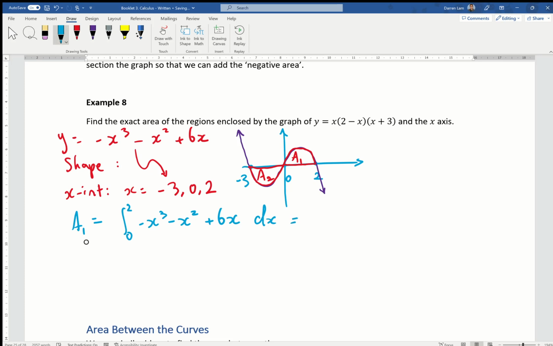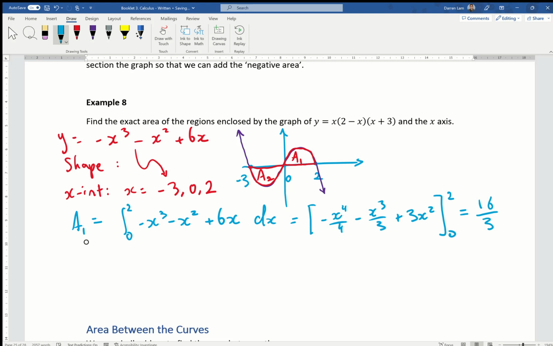When you continue to do that, you end up with negative x power 4 over 4 minus x cubed over 3 plus 3x squared from 0 to 2. If this is going a little bit too quickly, just take your time, do it yourself. And if you're stuck, please make sure you go review exercise 7.4. Doing that ends up with an answer of 16 over 3.